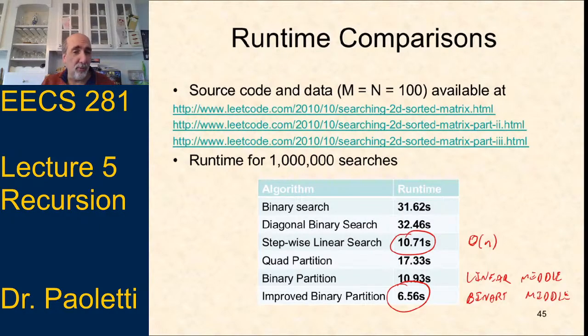Why? Two possible reasons. One is slightly better constants, right? The improved binary partitioning could have slightly better constants in it, which makes it run a bit faster. The other thing is the cache. And I'm going to explain this to you. It's going to be important to understand why we do things the way we do them, but it's not going to be on the exam.